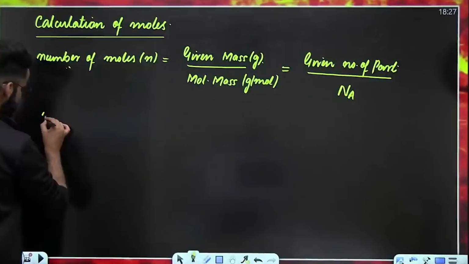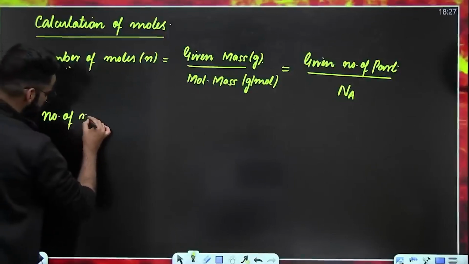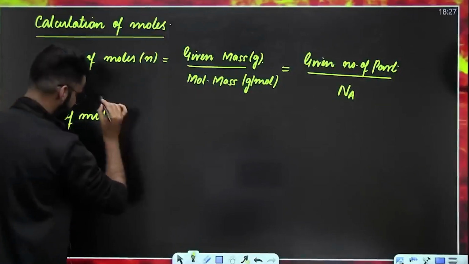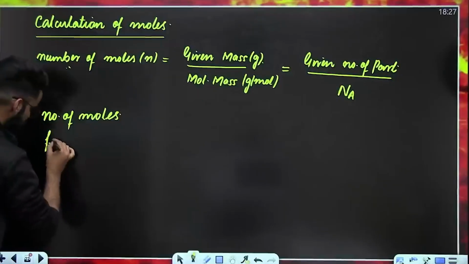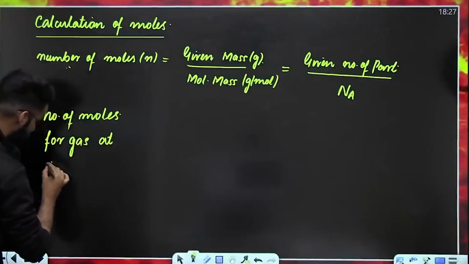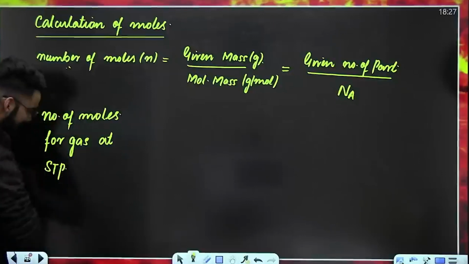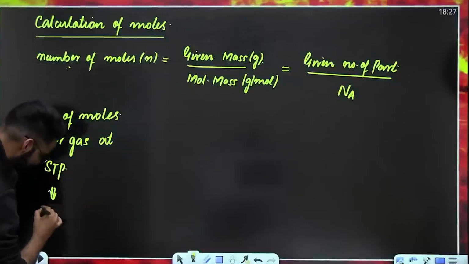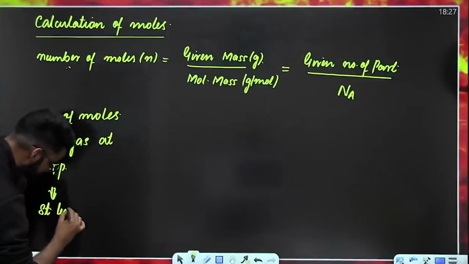My dear students, the third result to calculate the number of moles is only valid for gases, and the gas has to be present at STP. And STP you must already be knowing. STP means standard temperature and pressure.